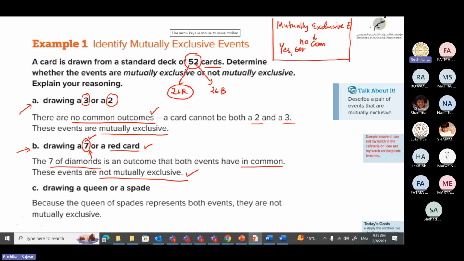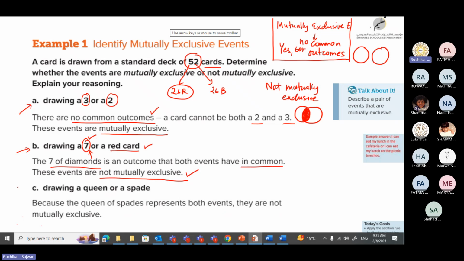So let's write no common outcomes. It will have nothing in common. So if you look at the Venn diagram, one will be like this, one will be like this. They're not even touching. However, if it is not mutually exclusive, it will have something common. That means if one is like this, the other is like this. Can you see the common part? They are meeting. So they have something common, and that is when it will be not mutually exclusive.